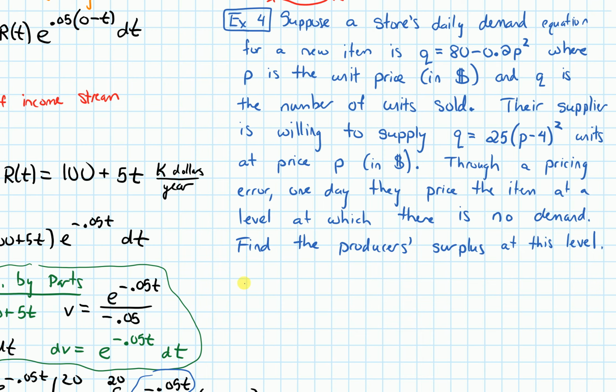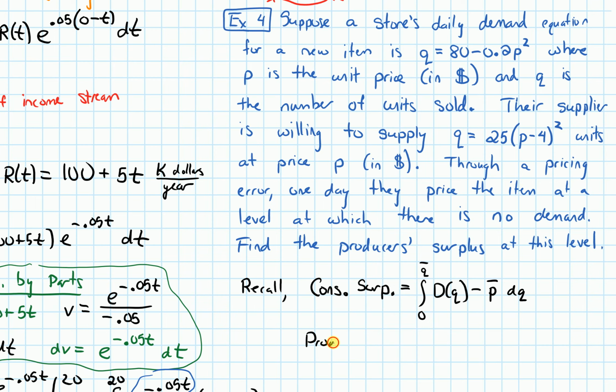So let's begin with a brief review. Recall consumer surplus. Even though this question is not asking about consumer surplus, it's asking about producer surplus, just for review, the integral for this is from 0 to Q bar of d of Q, that's our demand equation in terms of the variable Q, minus P bar, whatever the price level is, dQ.